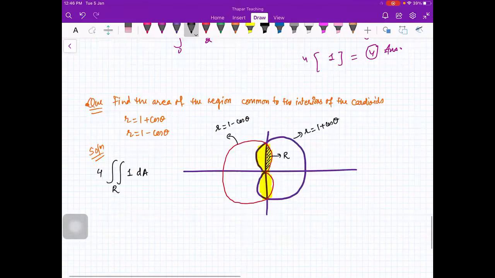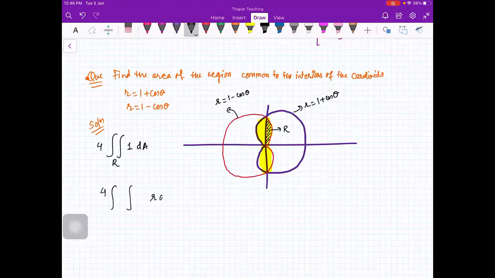Can you tell me the limits, beta? Tell me the limits for this region R. If I draw a ray, what is the entry point? Entry point is here, r is equal to 0 itself. What is the exit point? 1 minus cos theta. So you have to be careful. So exit point is 1 minus cos theta. And what are the limits of theta? First quadrant, so 0 to pi by 2. I'm just taking 0 to pi by 2. Okay, is that thing clear?